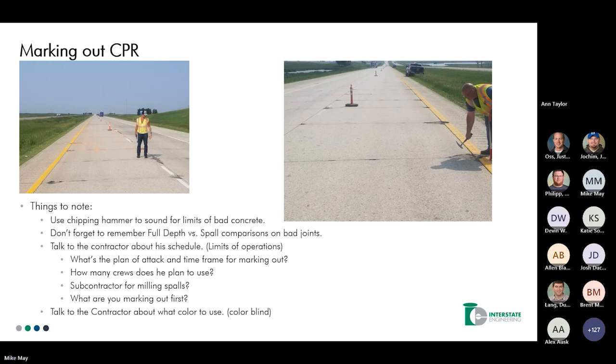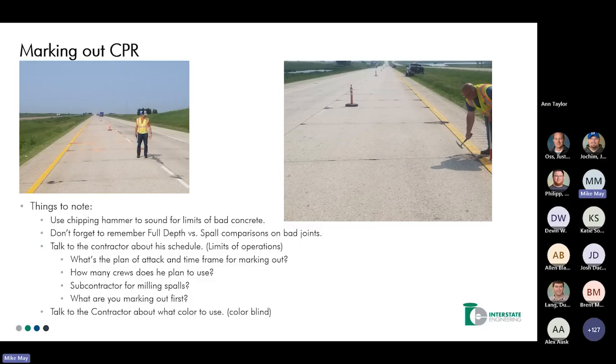The other thing I like to talk about with the contractors is schedule. This one was 11 miles long, so we had to do it in operations. We wanted to find out, are you going to do spalls first? Are you going to do full depth first? How are we going to mark this out? We actually started using pink paint, marking things out, and we found out the contractor was colorblind. So then we had to go back and use orange paint. So make sure you're talking to the contractors about what you want marked out and the timing.